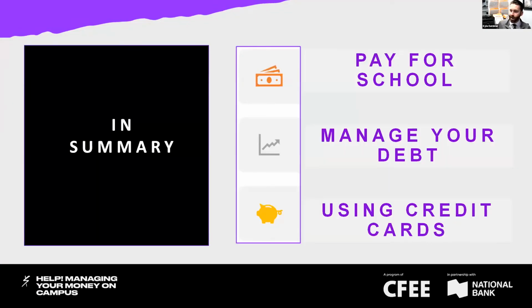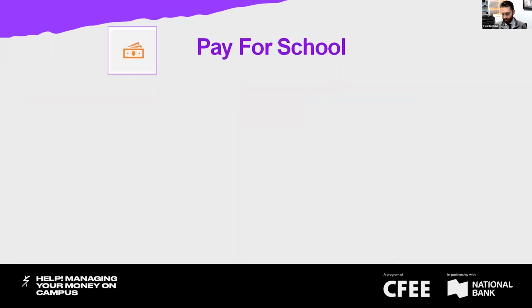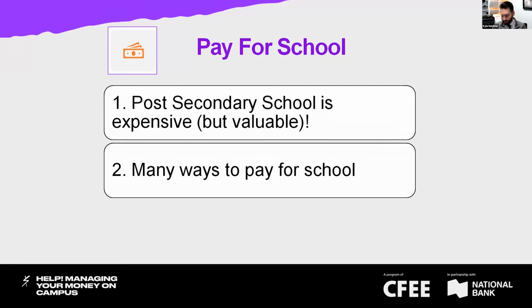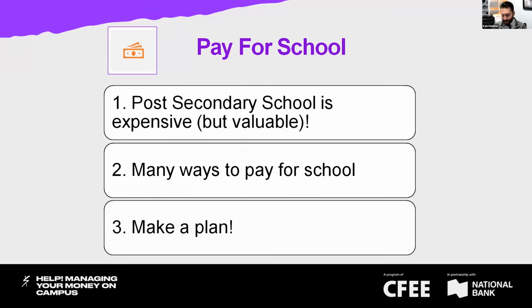So let's go over, in summary, what we reviewed today. We talked about paying for school. There are lots of costs for school, but it is a great investment that pays for your future self. And there will always be a positive return on investment for your investment in your post-secondary education. There are lots of ways to pay for school, but make sure you look into as many of them as possible and make a plan. Understand your costs and inflows and see if you can make any adjustments to be able to afford school a little bit differently.